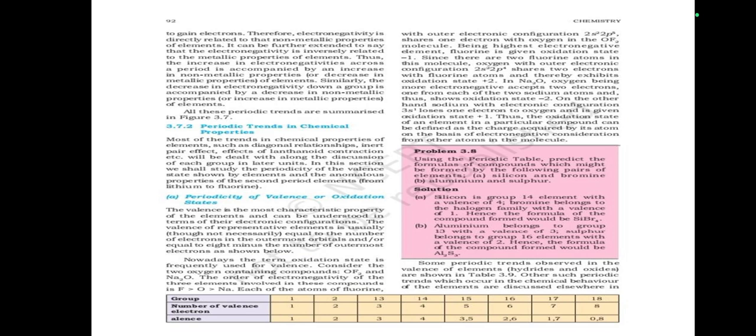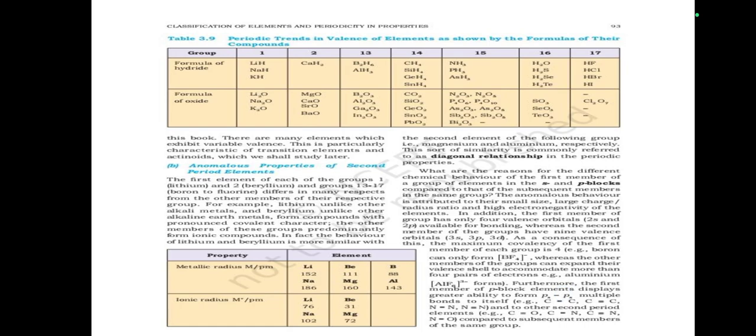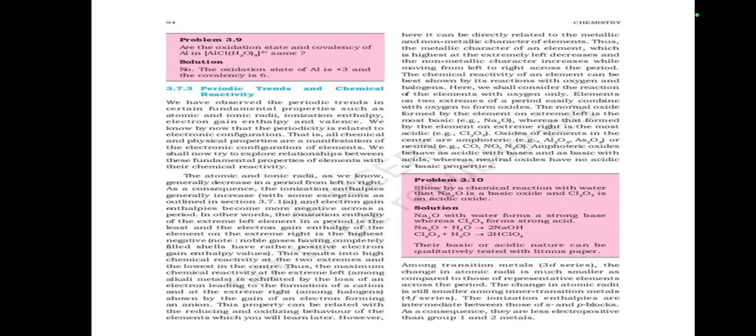Periodic trends in chemical properties. Periodicity of valence or oxidation states. Table 3.9: periodic trends in valence of elements are shown by the formulas of their compounds. Anomalous properties of second period elements. Periodic trends and chemical reactivity.